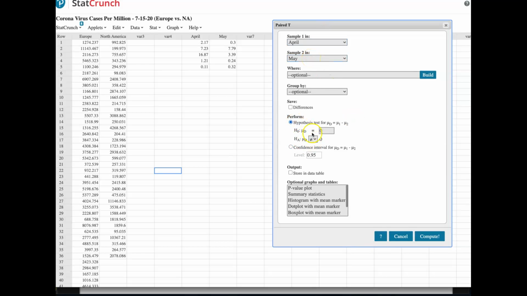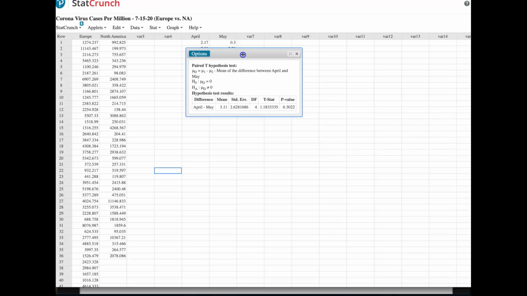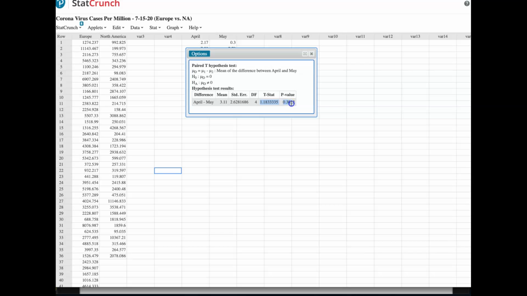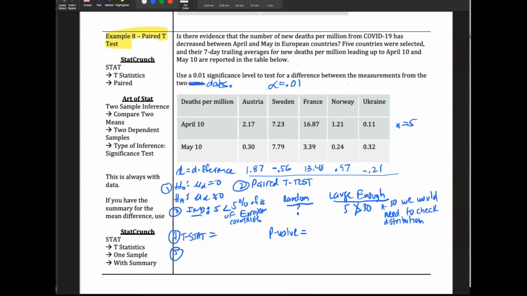We were checking, again, the hypothesis: is there a difference? If we wanted to save the differences, they would come in a column, but we don't need that. It's going to run the test for us. We're going to compute. And you will see here that we get a t-stat of 1.18 and a p-value of 0.302. That's what gets recorded. So we ended up with that t-stat and p-value.